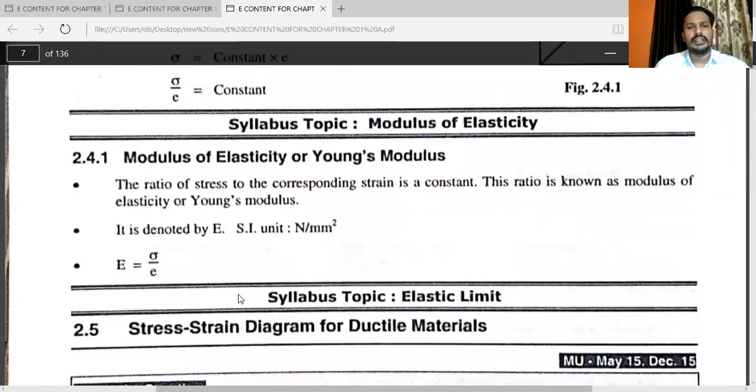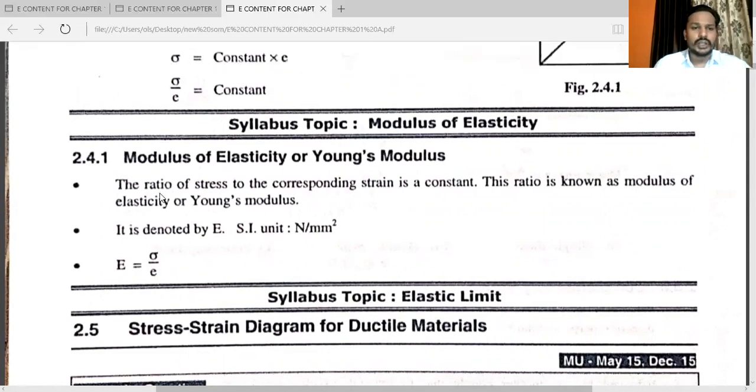Another syllabus topic is modulus of elasticity. The ratio of stress to the corresponding strain is a constant. This ratio is known as modulus of elasticity, or you can say Young's modulus. That constant is nothing but capital E. So capital E is equal to stress upon strain. It is denoted by capital E. The SI unit is Newton per mm square.